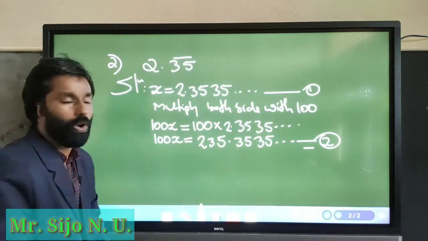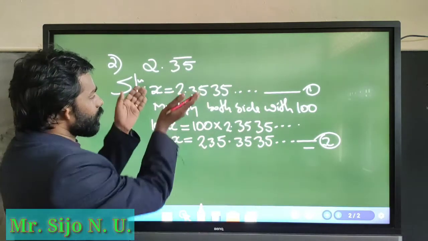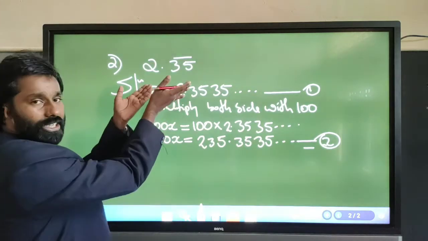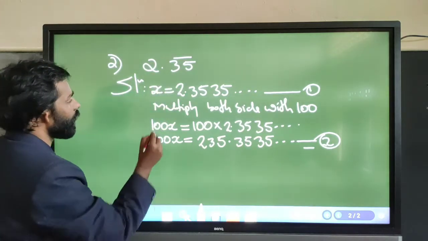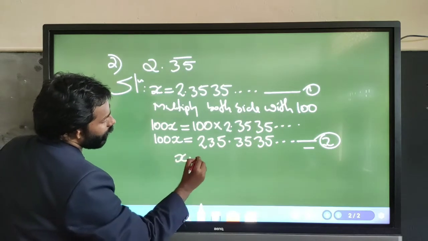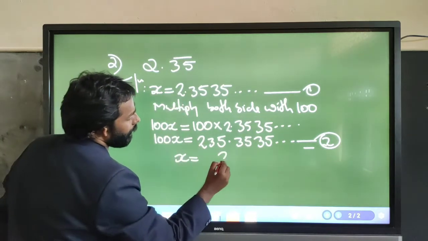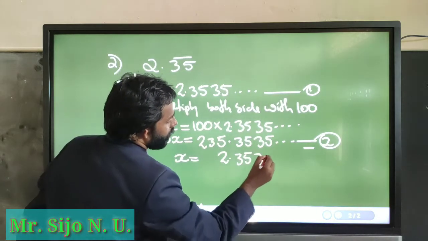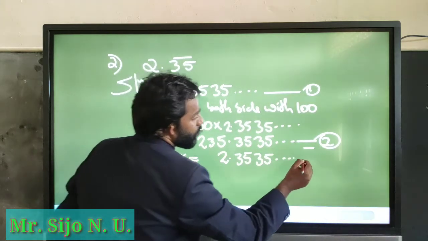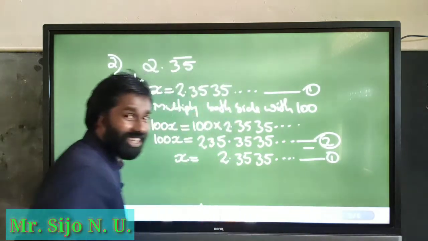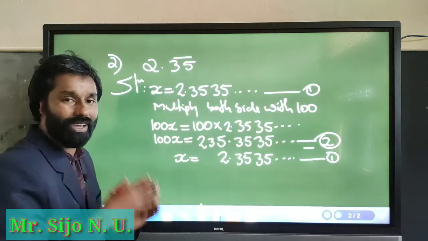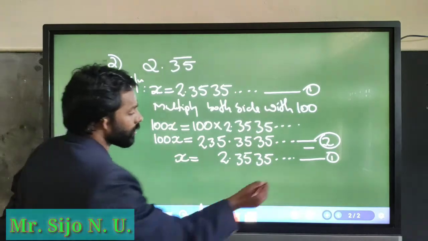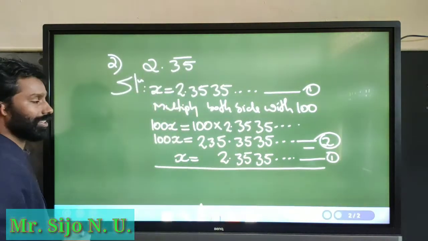Now what we have to do? We have to subtract equation number 1 from equation number 2. So we can rewrite the equation number 1 here downside. x equal to 2.35 etc. So equation number 1. So what is the next step? We have to subtract. When we are subtracting, LHS subtract from LHS, RHS from RHS. Well, let us check what is the result.